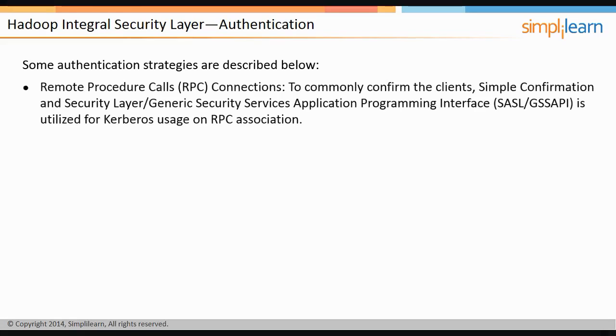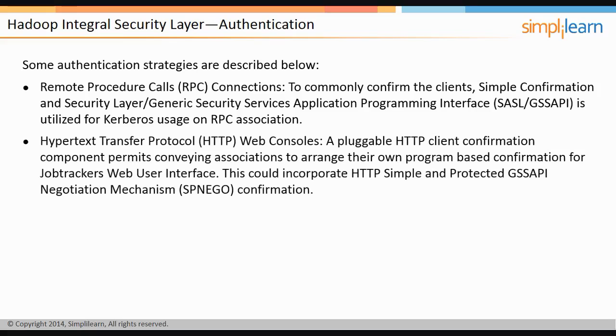Remote Procedure Calls, RPC connections. To mutually authenticate the clients, the Simple Authentication and Security Layer, SASL/Generic Security Services Application Programming Interface, SASL/GSS-API, is used for Kerberos implementation on RPC connections. Hypertext Transfer Protocol, HTTP Web Consoles. A pluggable HTTP client authentication component allows deploying organizations to arrange their own browser-based authentication for the job tracker's web user interface. This could include HTTP simple and protected GSS-API negotiation mechanism, SPNEGO authentication.